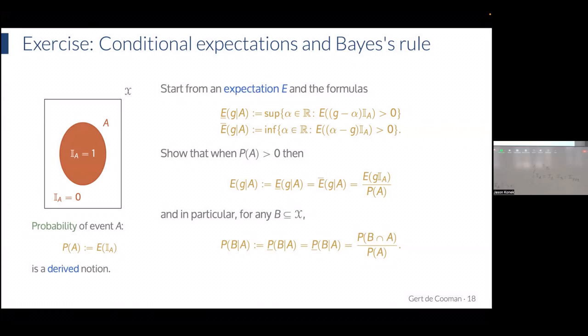I want you to look at the probability of B given A. The probability of an event is the expectation of its indicator. So I'm looking for the expectation of G given A, where G is the indicator of B. When G is the indicator of B, I'm plugging this into this equation, and what I'm going to get is the probability of B given A. Right? Okay.